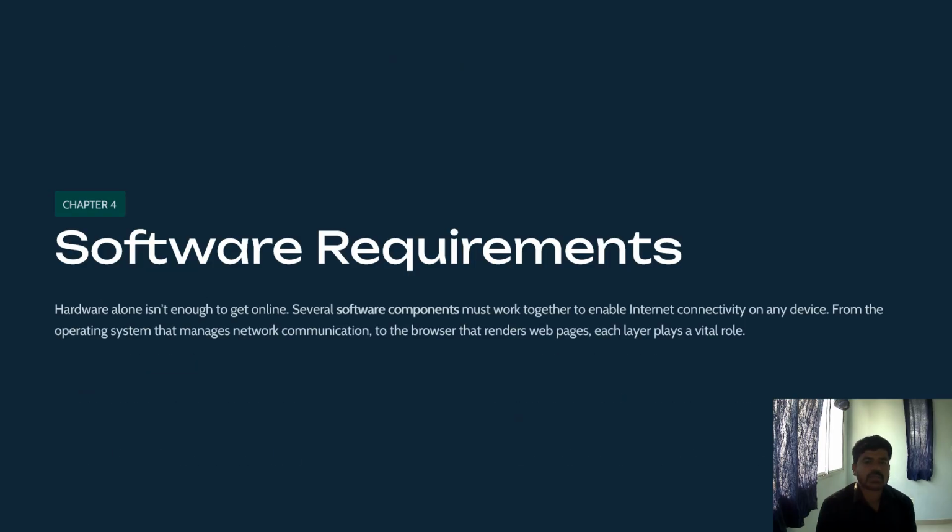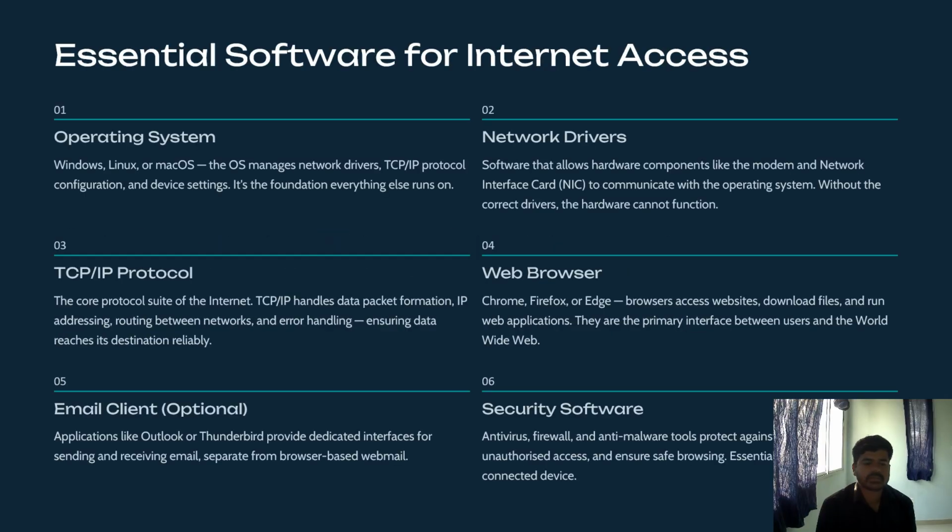Software requirement. Hardware alone is not enough. Software is required to connect to the internet. Several components must work together. Let us understand each. Operating system. The operating system manages network drivers, TCP/IP configuration, device settings. For example, Windows, Linux, Mac OS. Without an OS, hardware cannot function.